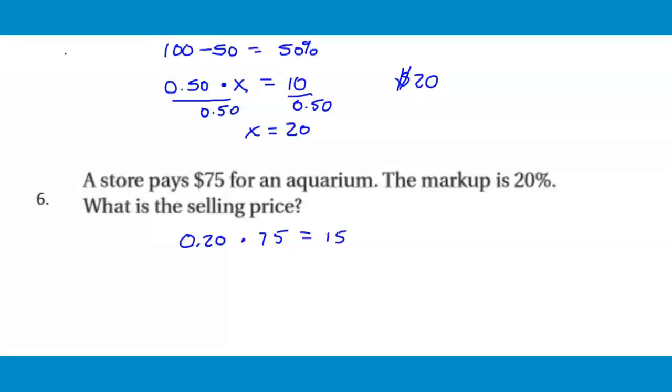Remember, most of these problems are going to require 2 steps. Actually, all of these problems, markups, discounts, original price, selling price, discount price, they all require 2 steps. So we found this. It's a markup, so think increase. So it was $75 plus the markup of $15 equals 90. So the selling price is $90. Remember, a markup, that price is going to be higher.